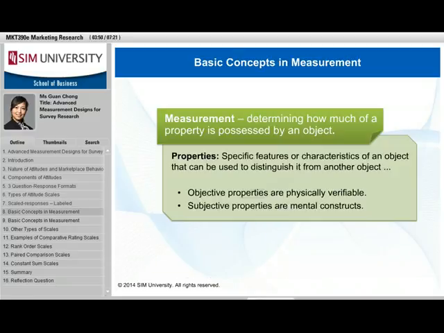Measurement is to determine how much a property is possessed by an object. Properties are specific features or characteristics of an object that can be used to distinguish it from another object. Objective properties are physically verifiable. Subjective properties are mental constructs.